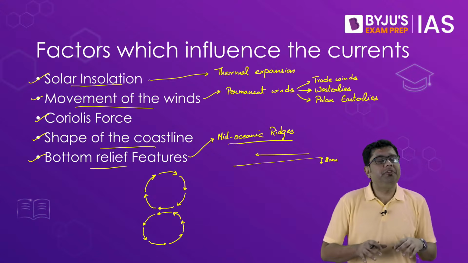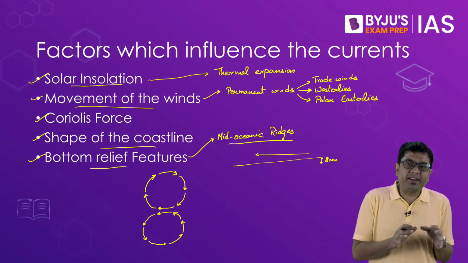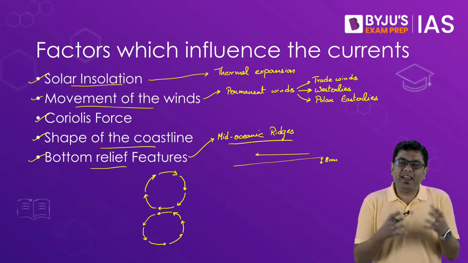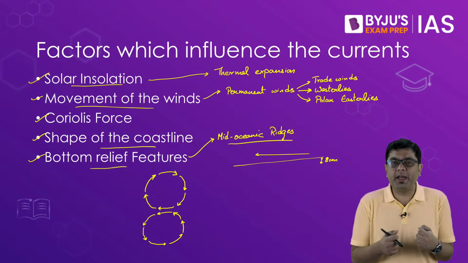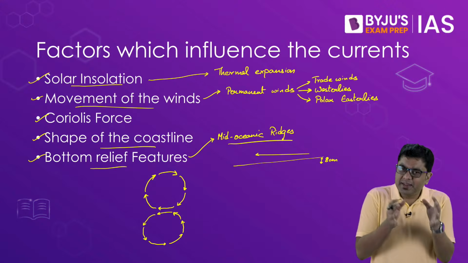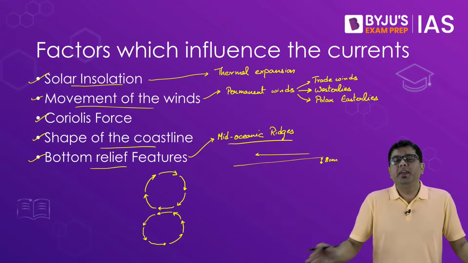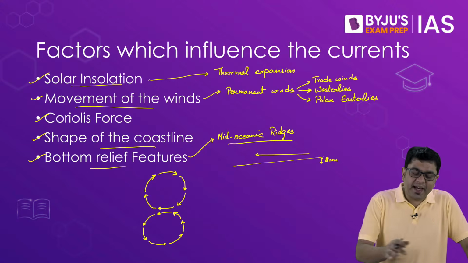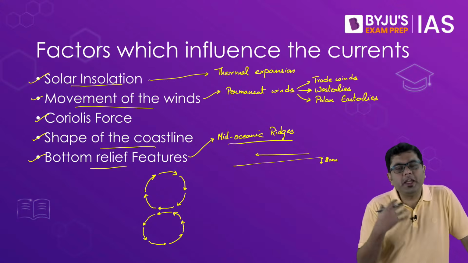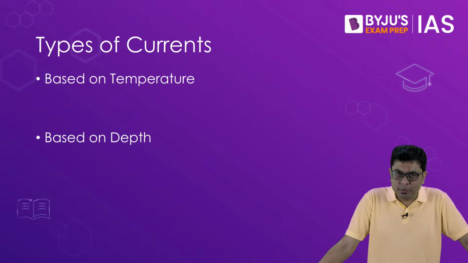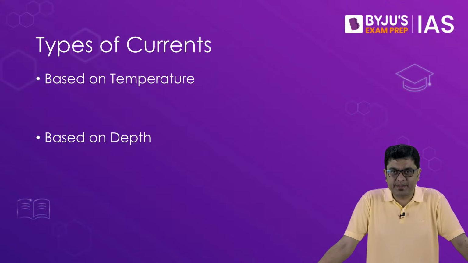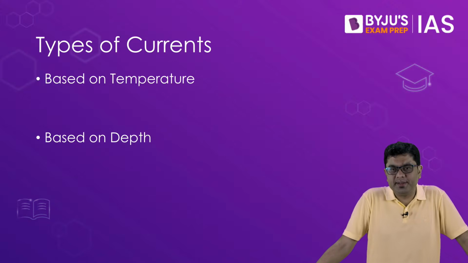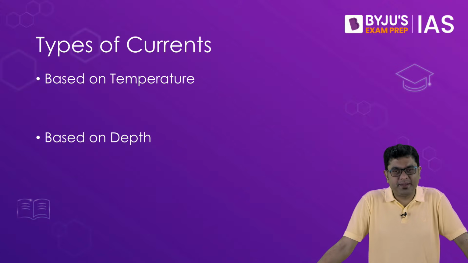So bottom relief features are not active everywhere. So that is why their influence is not something which is prevalent everywhere. Their influence is concentrated in certain regions of the world itself. Okay, so these are the major factors which will influence the ocean current, its movement and the direction that it takes. Now these ocean currents can be further classified.